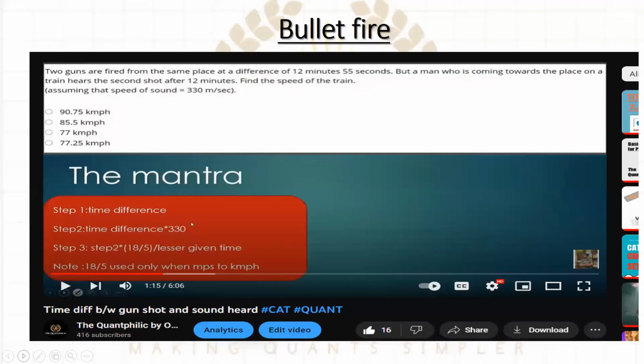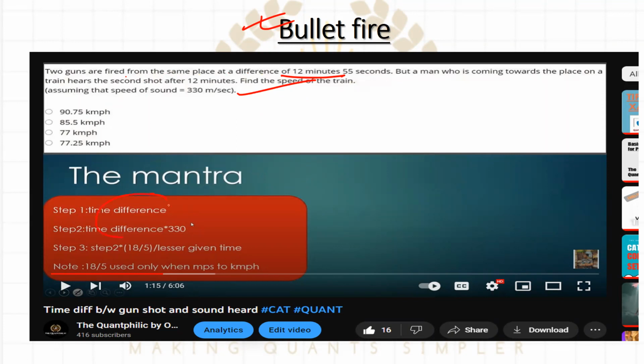Here's the first one. First one is the bullet fire concept. Whenever you have seen questions like two bullets are fired, for example, two bullets are fired from the same place at a difference of some time, and the man hears it after this.